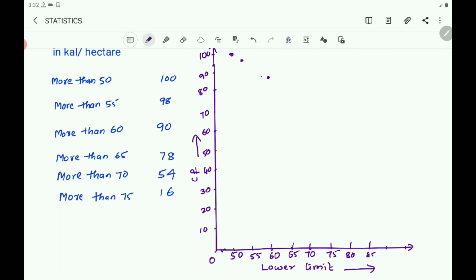Next you take 65, 78. That is nearer to 80. Here 80 is here and here 65 is here. Then the point comes nearer to 80, here. Then you take next 70, 54, that is near the midpoint of 50 and 60, right here. And 75, 16. 16 means that 15 comes here and a little more than 15, take here. That completes the points, and join them.